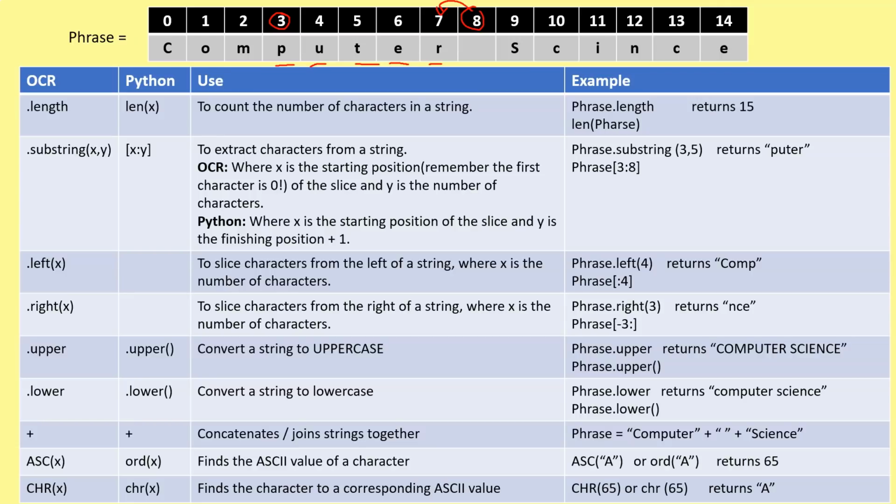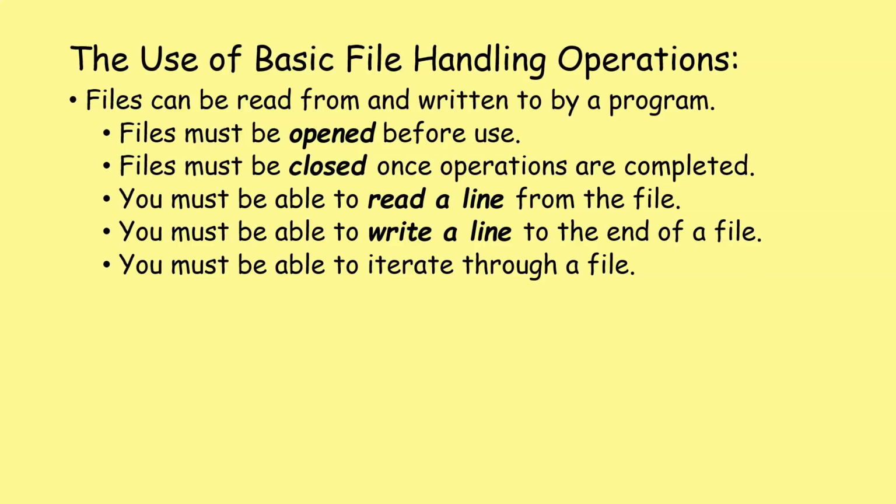The use of basic file handling operations. Files can be read from and written to by a program. Files must be opened before use. Files must be closed once operations are completed. Very important. Opening and closing is usually 1 mark each. You must be able to read a line from a file, write a line to the end of a file, and iterate through a file.